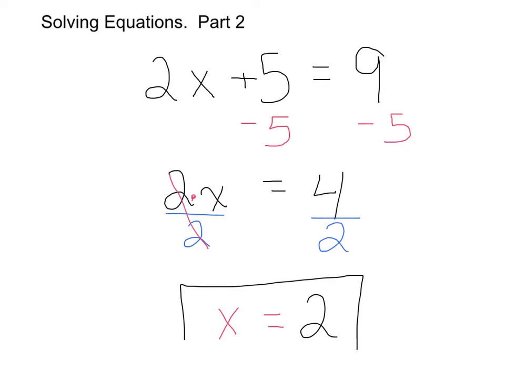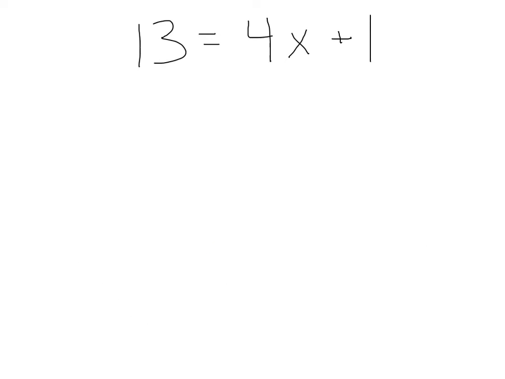That is my solution for x. If I wanted to check it, I could go back into the original. 2 times 2 is 4, plus 5 is 9. 9 equals 9. So not only is my solution x equals 2, but I know that that's the correct solution. Let's try that again. So 13 equals 4x plus 1.